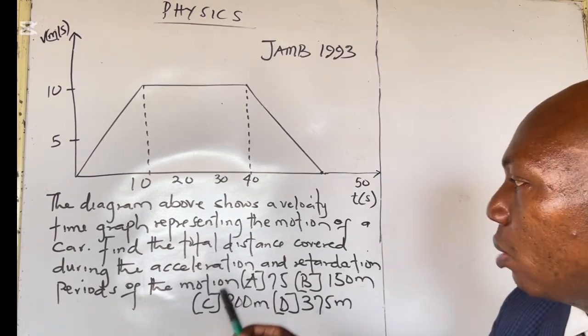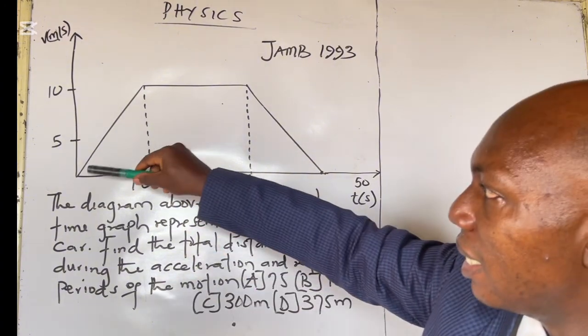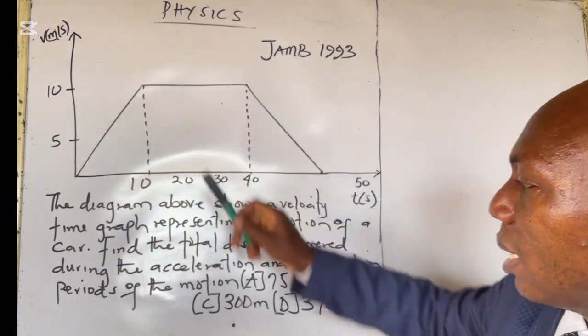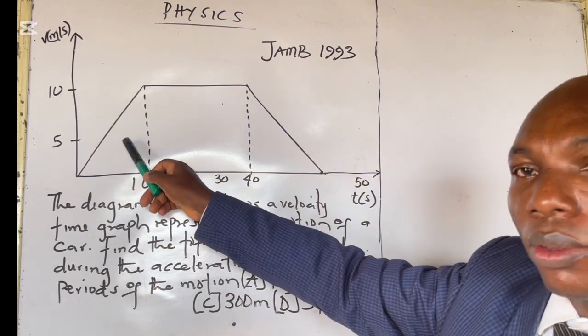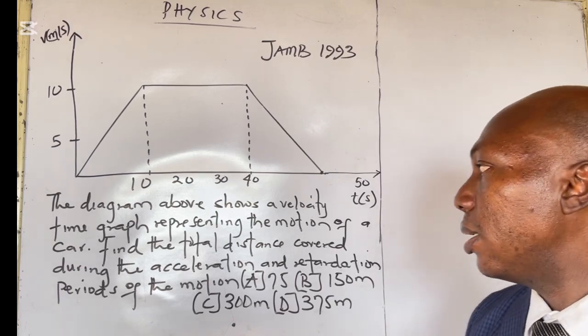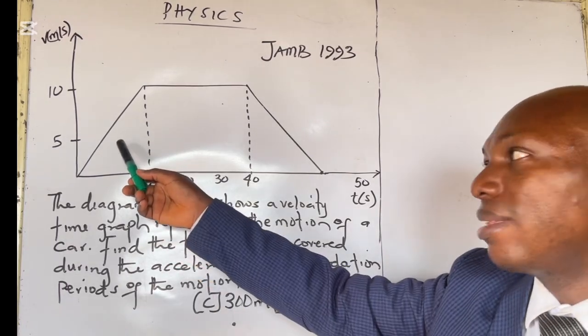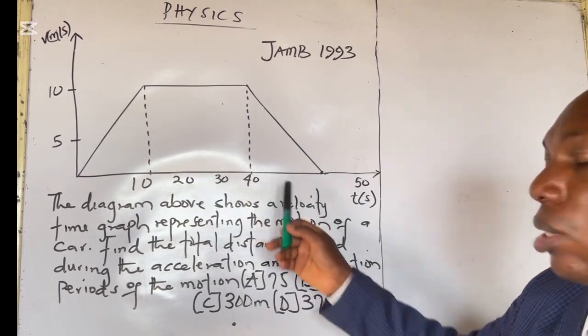So find the total distance covered during the acceleration and retardation periods of the motion. So they are asked to calculate the total distance covered during the acceleration and the retardation parts. The formula for calculating the distance for the acceleration is half base times height. For the retardation, half base times height.